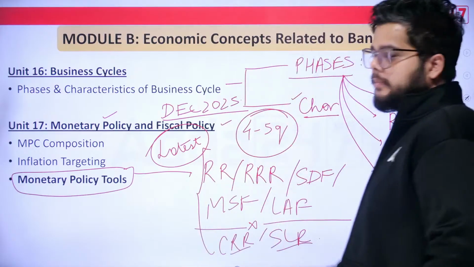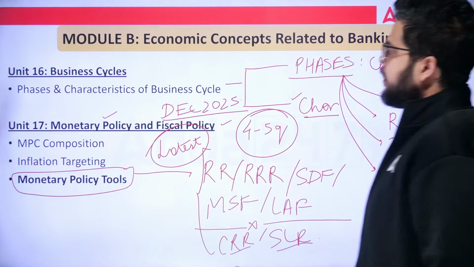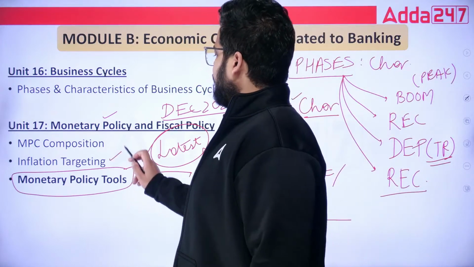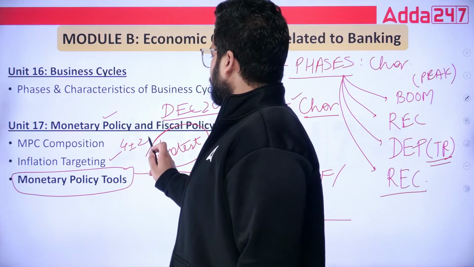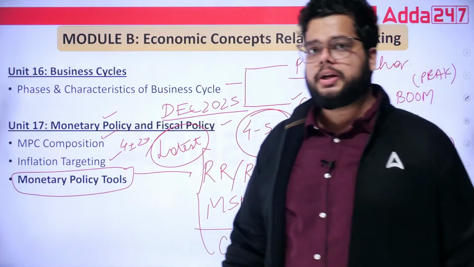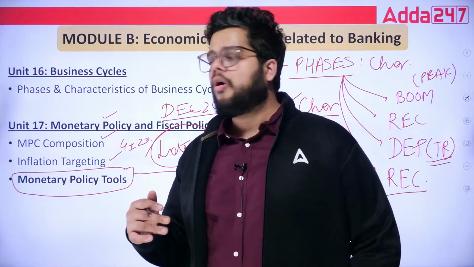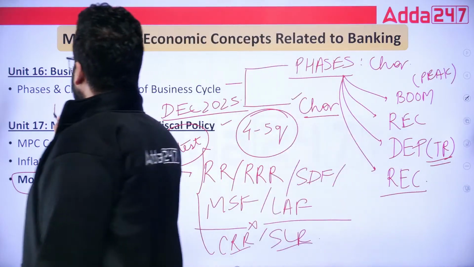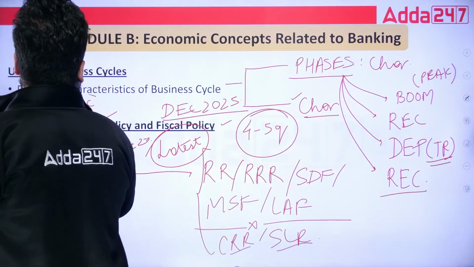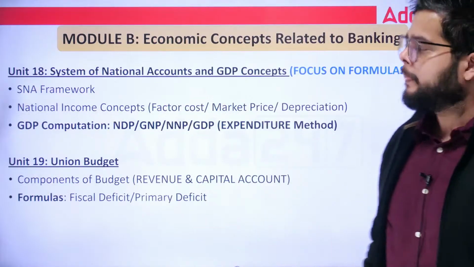So all these topics are very important when we talk about unit number 17, along with inflation targeting, the band of 4 plus minus 2%, and the MPC composition, the Monetary Policy Committee's composition, 3 members from RBI, 3 from Government of India, and what all are the important sections of your RBI Act pertaining to the Monetary Policy Committee.